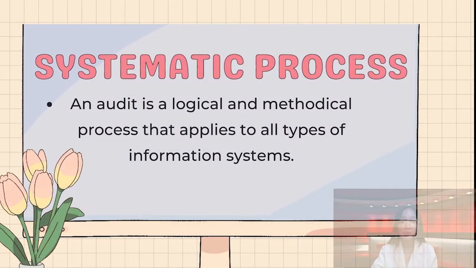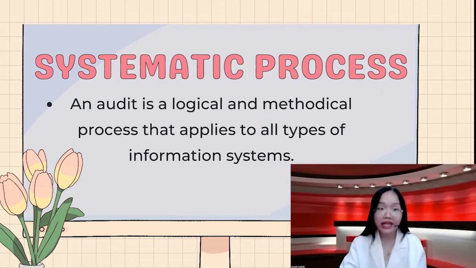First is the systematic process, in which an audit is a logical and methodical process that applies to all types of information systems. While a methodical approach is vital in all audit environments, it's more important in IT contexts. The absence of physical procedures that can be visually inspected and evaluated adds to the IT audit's complexity. As a result, a logical framework for performing an IT audit is crucial to assisting the auditor in identifying all critical procedures and data files.